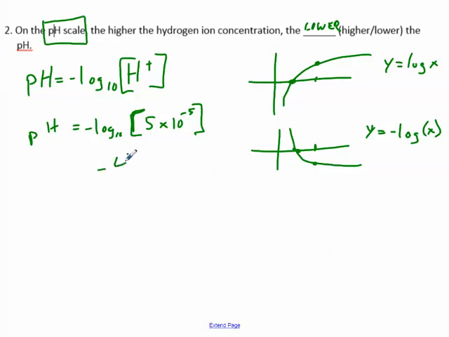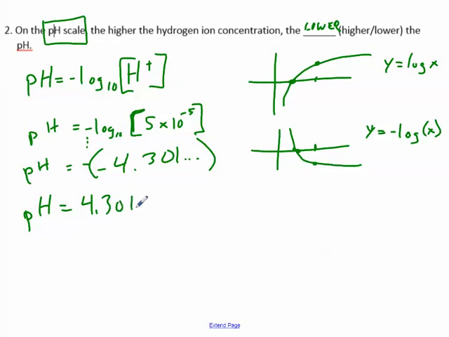negative 4.301 dot dot dot, and that would be our log. But we'd have that negative log down here. The pH of this hydrogen ion concentration would be the negative log of this. Log of that is negative 4.301. Take the negative of a negative because that negative is still there. pH becomes 4.301 dot dot dot, or about 4.3.